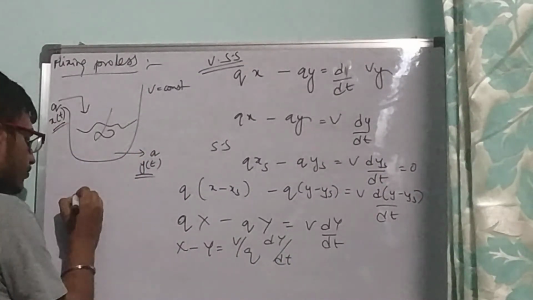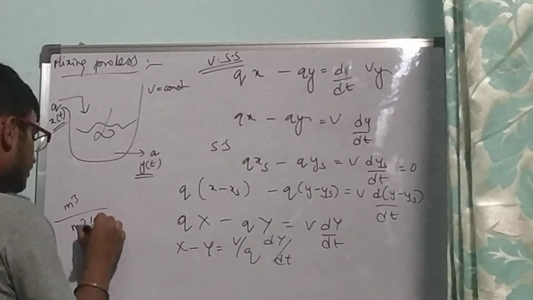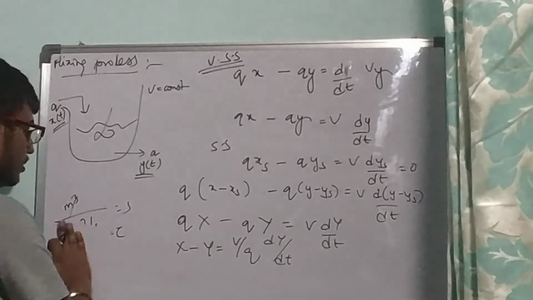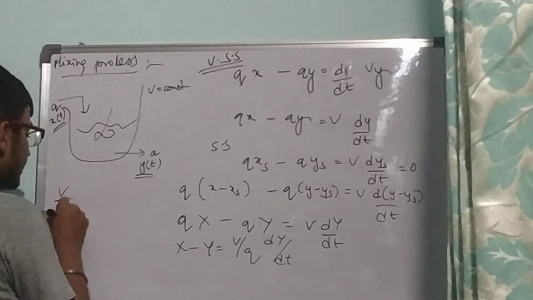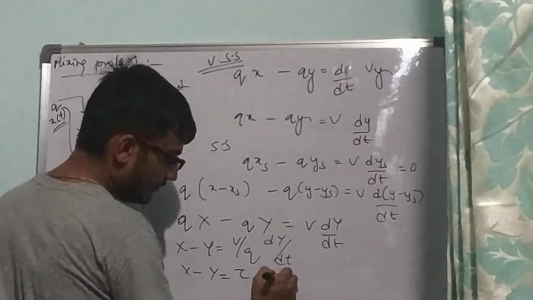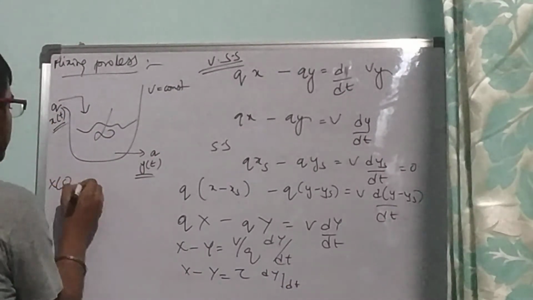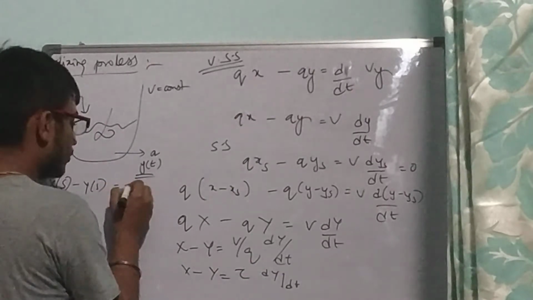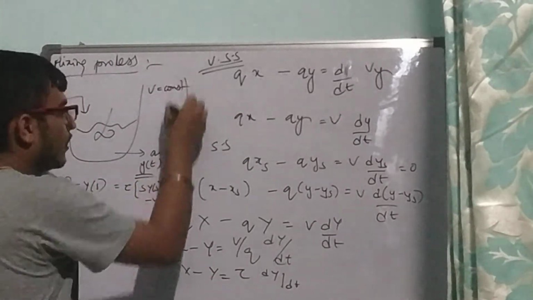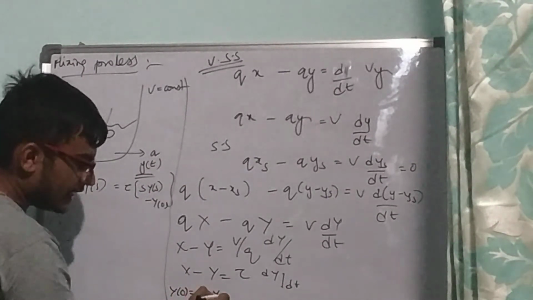So volume is meter cube, and flow rate Q is meter cube per second. So you get time, which is nothing but tau. So here V by Q will be taken as tau, time. So x minus y is equal to tau dy by dt. Again applying Laplace transform, x of s minus y of s is equal to tau into s y of s minus y of 0. Y of 0 is y minus ys.